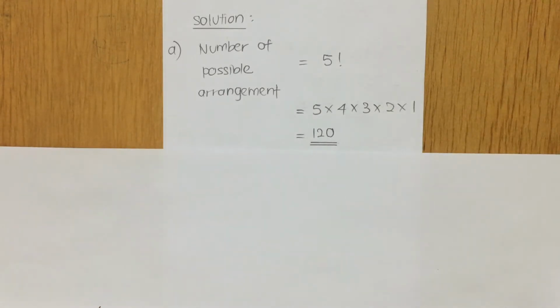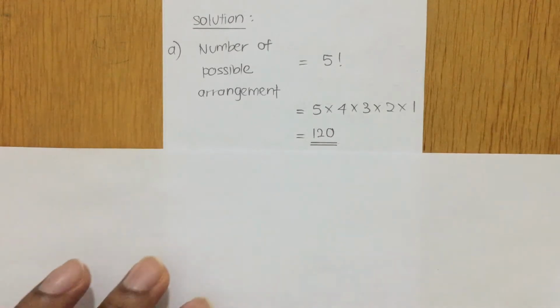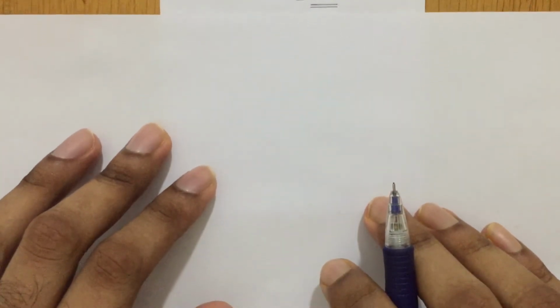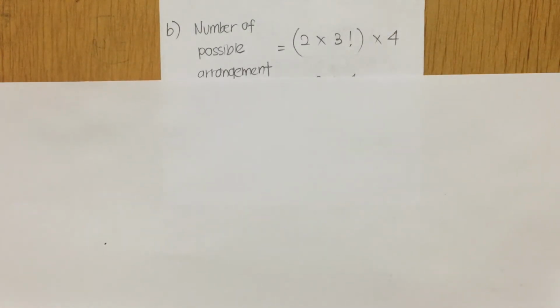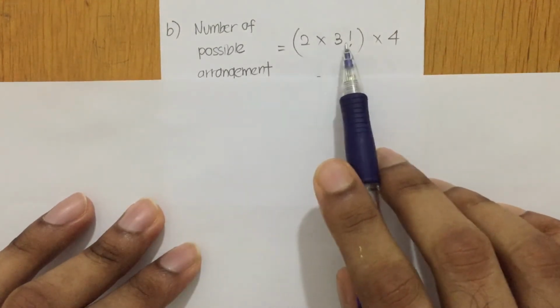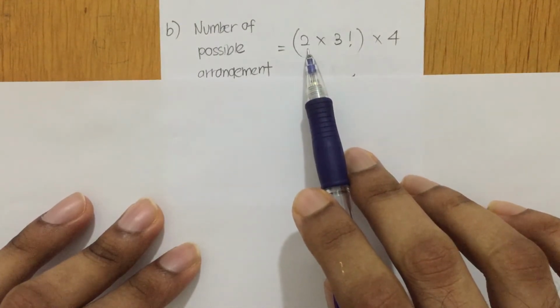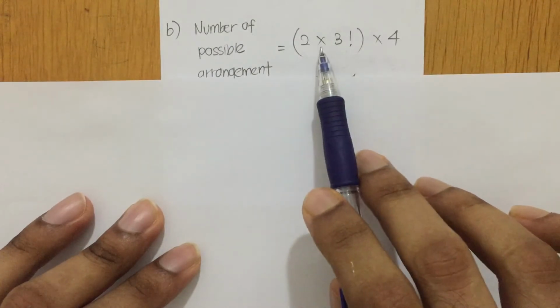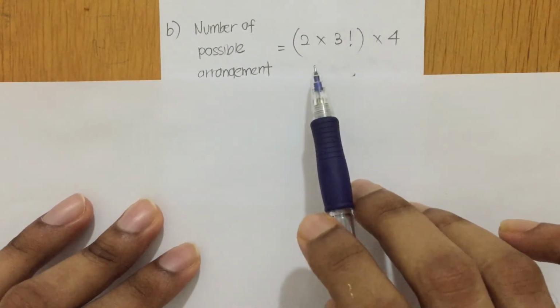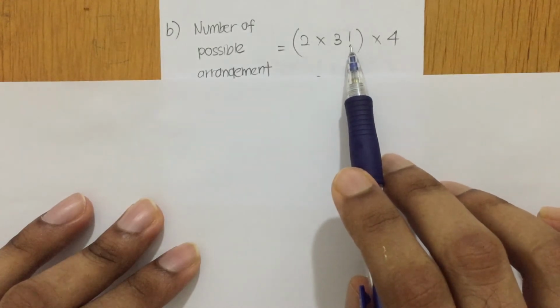Let me proceed to part B now. For part B, there is a condition applied, guys. So how are we going to solve part B? The number of possible arrangements will be 2 times 3 factorial. Since letter O and letter E will be narrowed down to 2 arrangements, you write here 2, and then the remaining 3 letters can be permutated among each other. So that's why you have here 3 factorial.